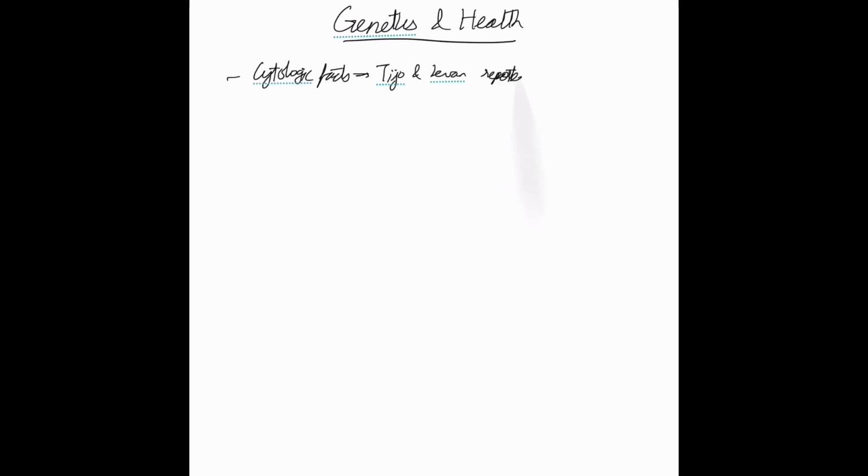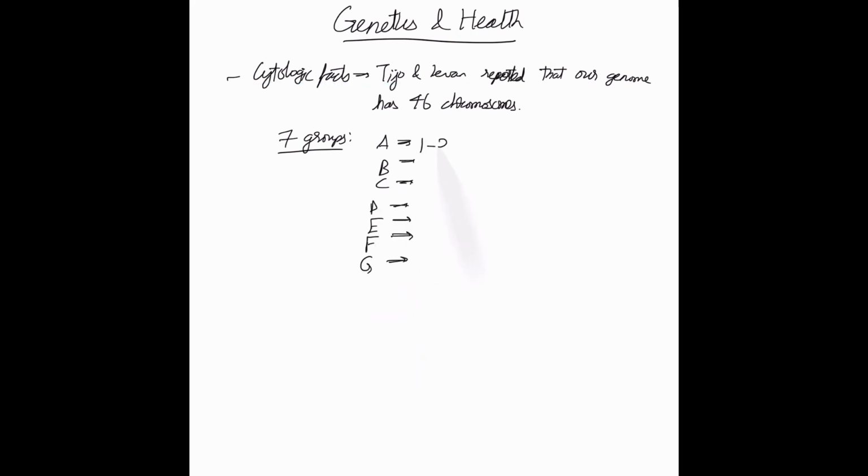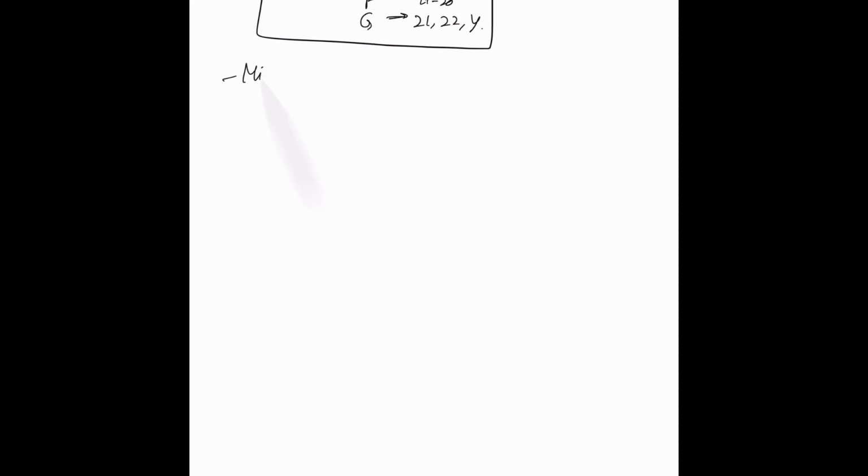So today we'll be discussing a few important points from the topic genetics and health for community medicine. So a few cytologic facts. Tjio and Levan reported that our genome has 46 chromosomes, which can be divided into 7 groups A, B, C, D, E, F, G. So group A has 1 to 3, B has chromosomes 4 to 5, C has 6 to 12 with the X chromosome, D is 13 to 15, E is 16 to 18, F is 19 to 20, and G is 21, 22, and the Y chromosome.